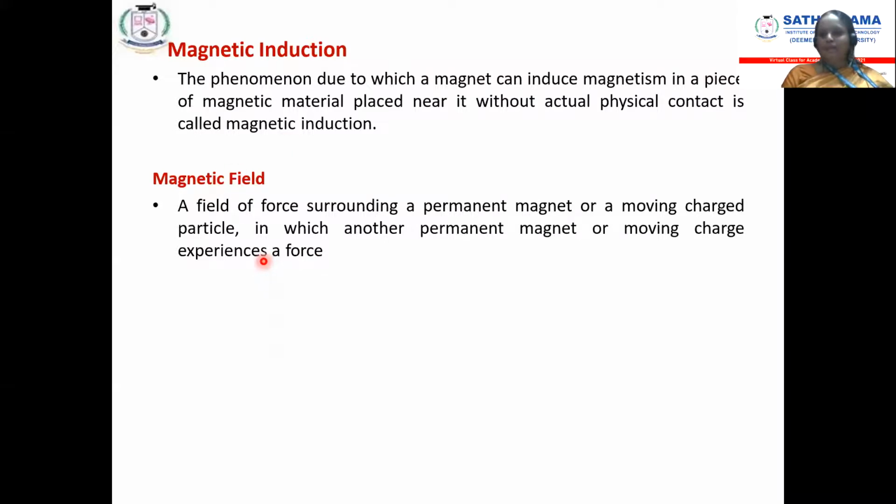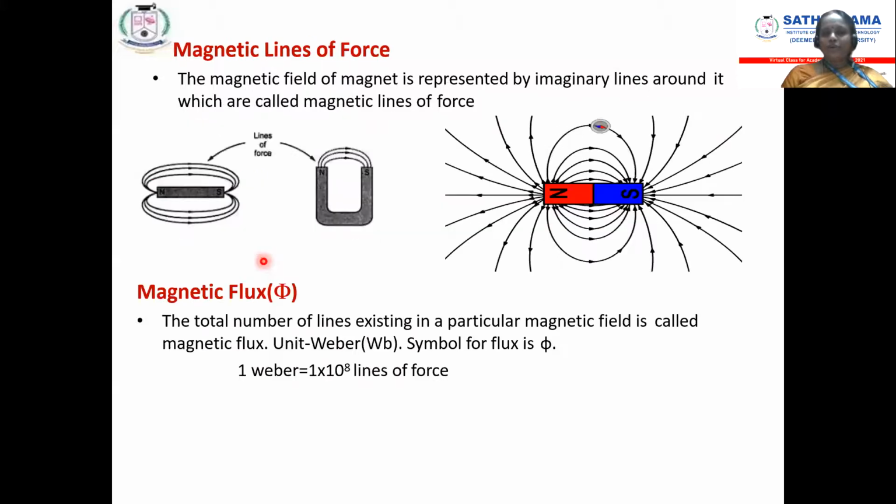That's what I told you in the motor principle. Whenever a current carrying conductor is placed in a magnetic field, it experiences a force. That's what they are saying. And you have seen the magnetic lines of force. I told you these are the two poles, north and south. In the north pole the magnetic lines of force will be outward, and in the south pole they will be inwards. You already learned this.